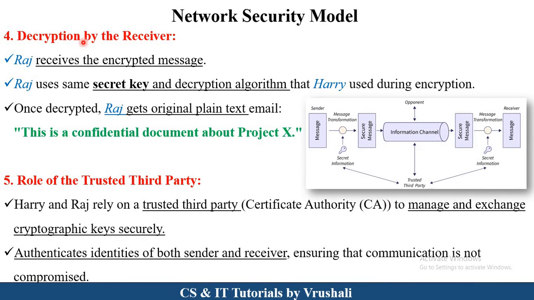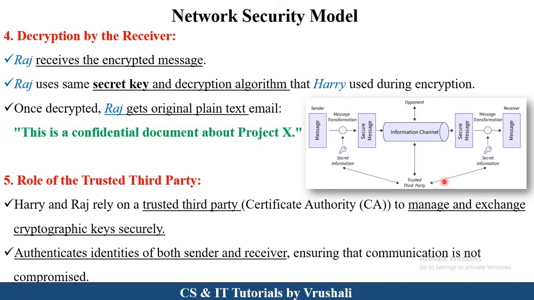Now, the next step is decryption by the receiver. The sender encrypted the message, and the receiver decrypts this message into plain text format. Here Raj is the receiver. The receiver receives this message through the information channel, applies the decryption algorithm on that message, and the message is converted back into plain text, like "This is a confidential document about project X." So this is the network security model.